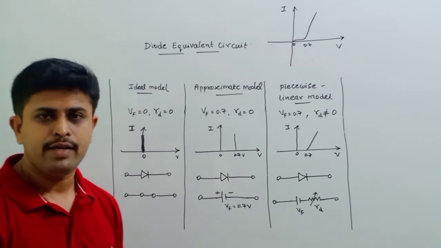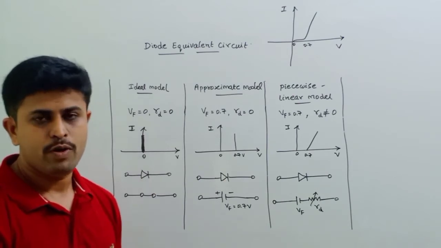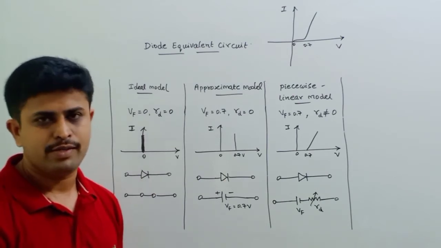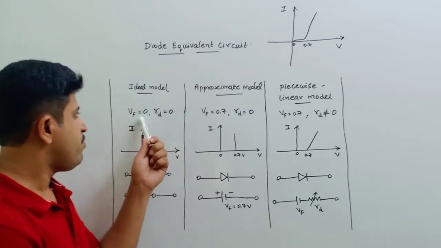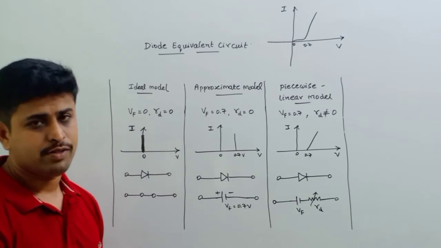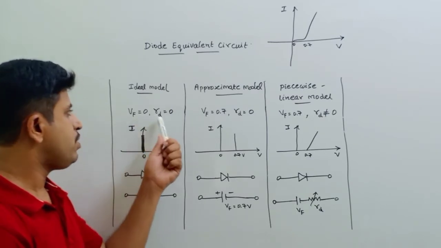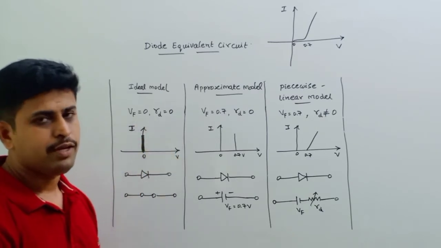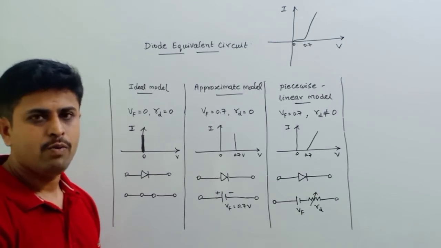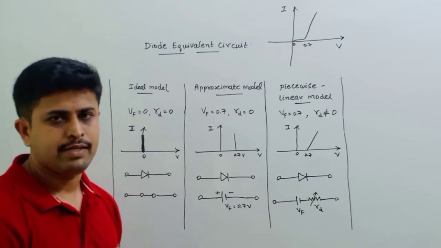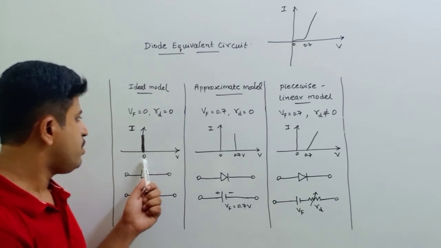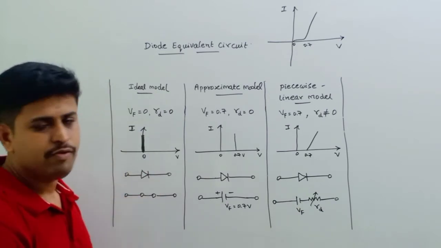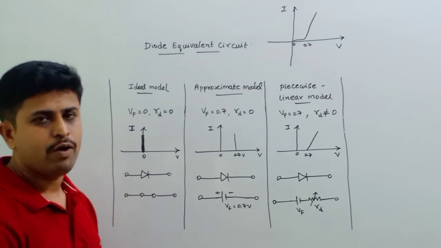So in this ideal model, the forward voltage drop and the forward resistance are not considered. Therefore, Vf is 0 and Rd is 0. So if Vf is 0 and Rd is 0, then you can just see how the plot or how the characteristics will look if we plot them. You can see here. So here it has been plotted a line which is exactly at the origin.